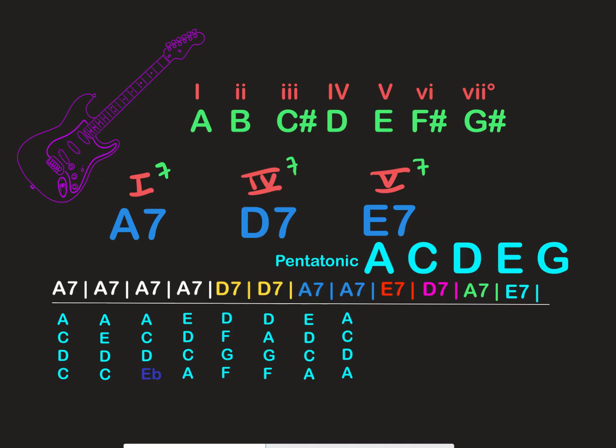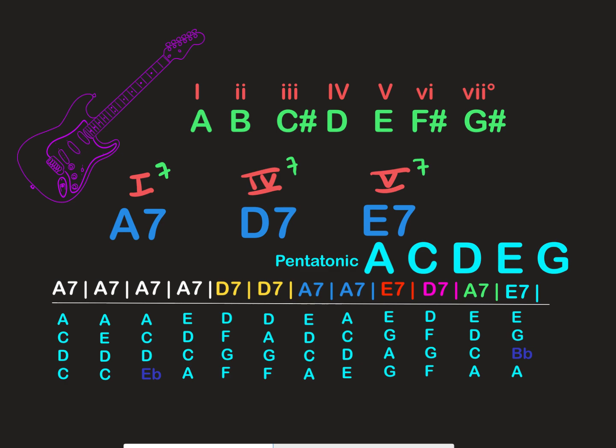Bar 9, E, G, A, G. Bar 10, D, F, G, F. Bar 11, E, D, C, A. Bar 12, E, G, B flat, A. So now the melody is actually following the chord movement instead of just staying static.